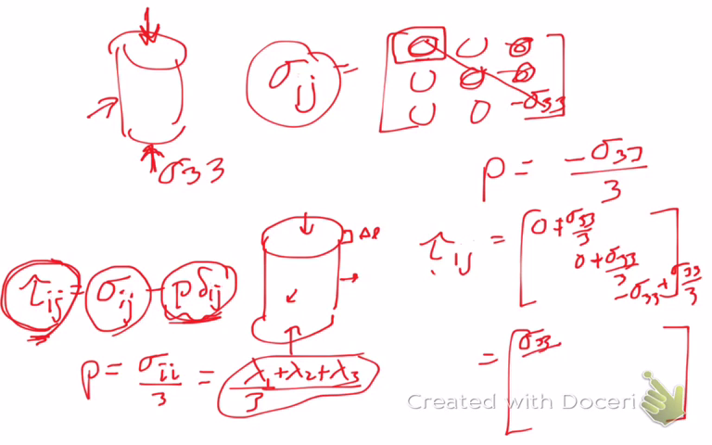I'm just going to call it sigma because I'm tired of writing threes. Sigma over 3, sigma over 3, and negative 2/3 sigma. Sigma on the top there. Do you guys see that?